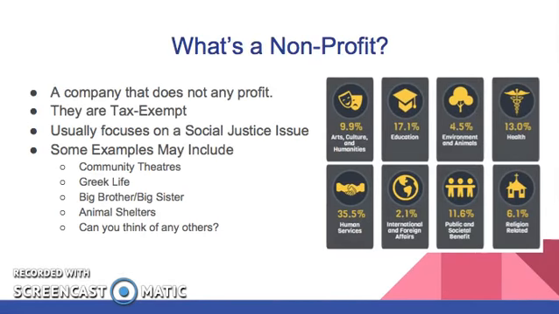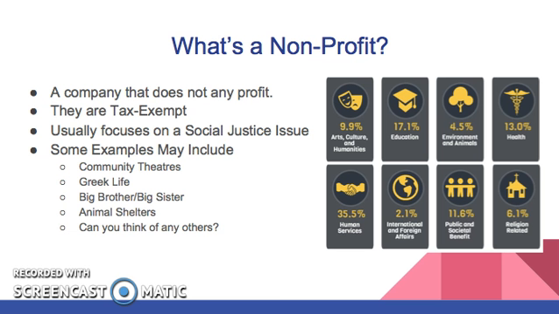As you can tell by the name of a nonprofit, the company does not take a profit. They're also tax exempt from the United States federal government. However, usually these nonprofits focus on social justice issues. These social justice issues can go from housing insecurity, food insecurity, health and wellness, LGBTQ health and rights, minority rights as well. A couple of examples may include community theaters, Greek life on college campuses, Big Brother Big Sister programs inside of local communities, your local animal shelter.